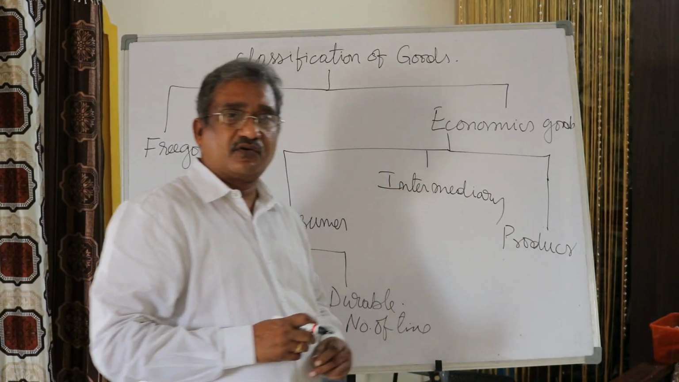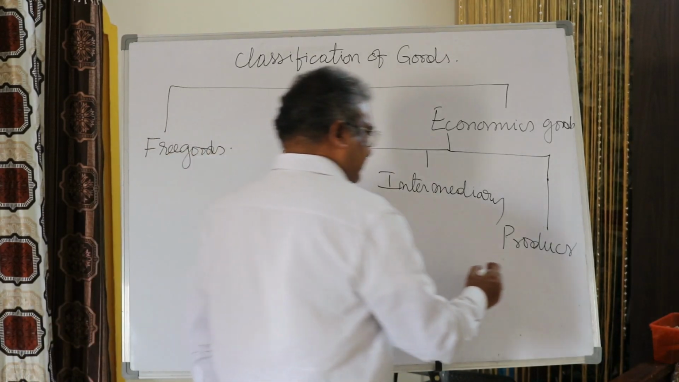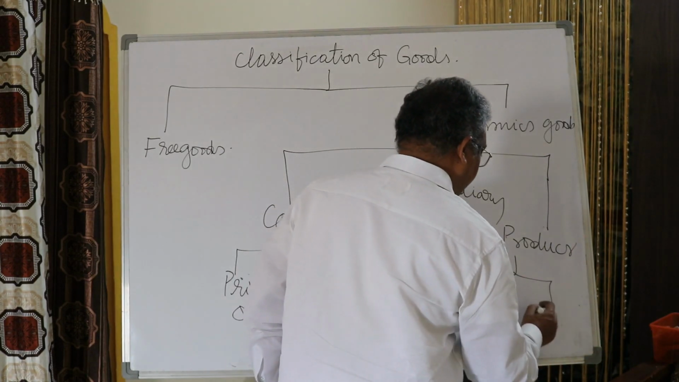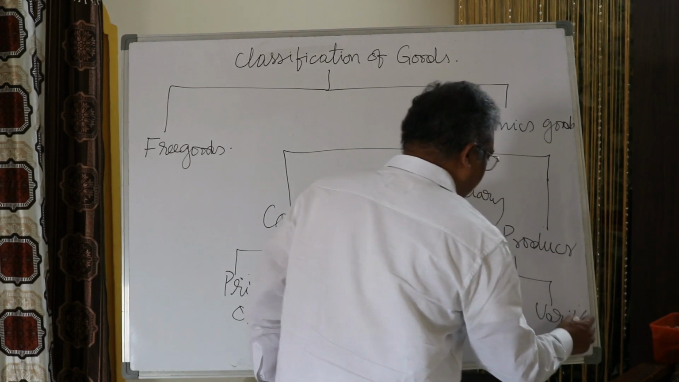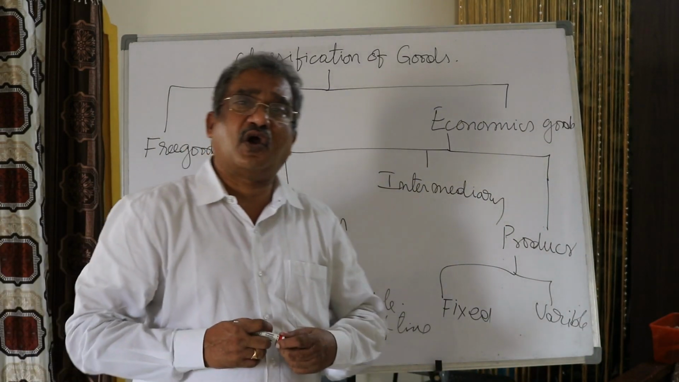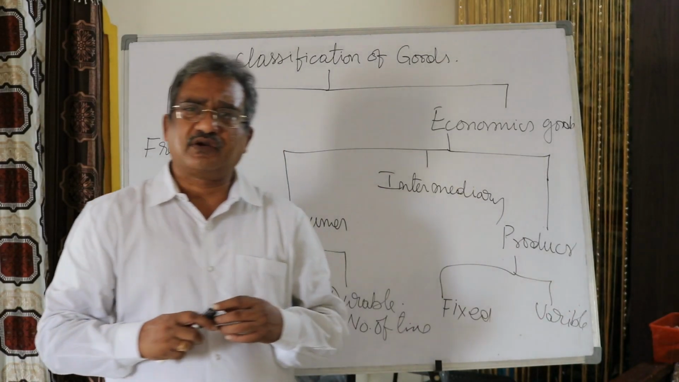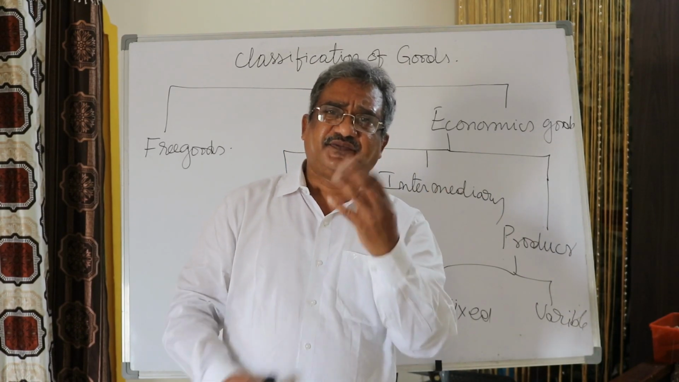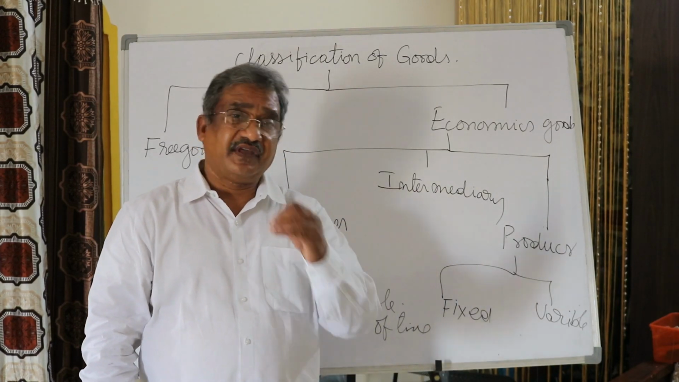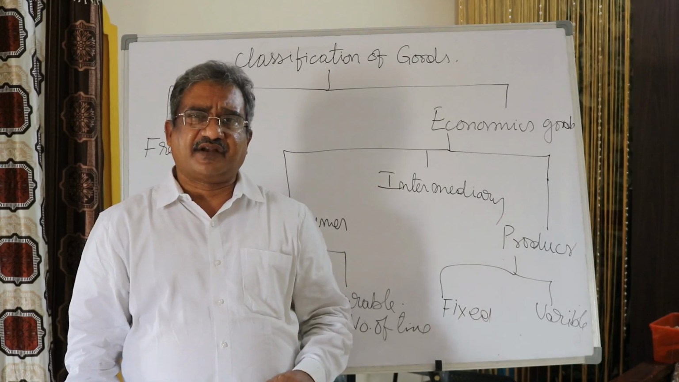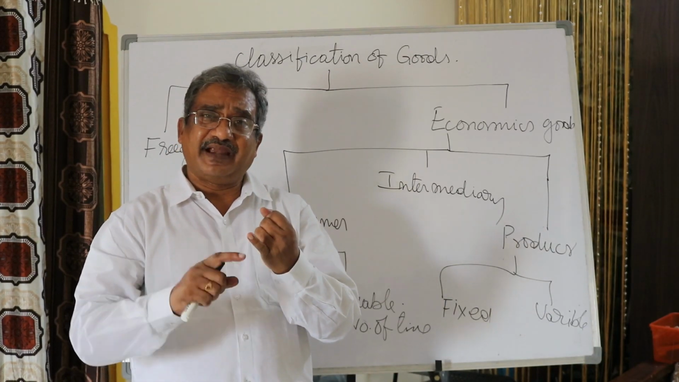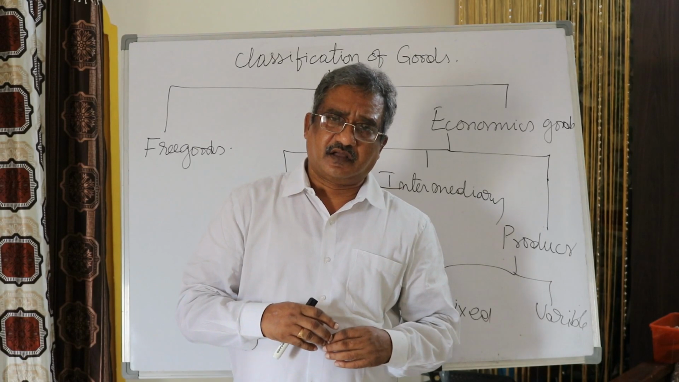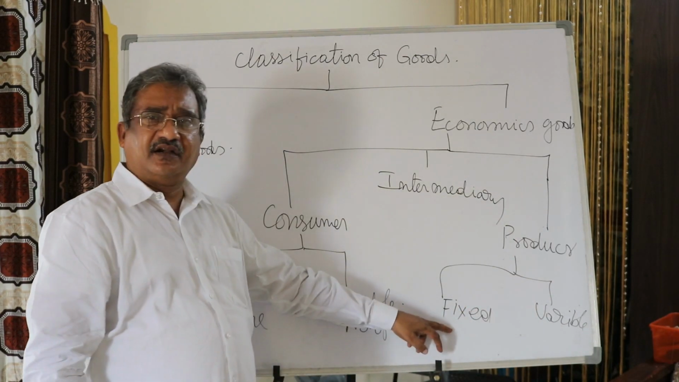Next one is producer goods. Producer goods are again of two types: fixed and variable. Generally, producer goods can also be called capital goods. Producer goods are the factors of production: land, labor, capital, organization. These four are very important. Without them you cannot produce any goods and services. Land gets rent, labor gets wages, capital gets interest, and organization gets profit or loss.